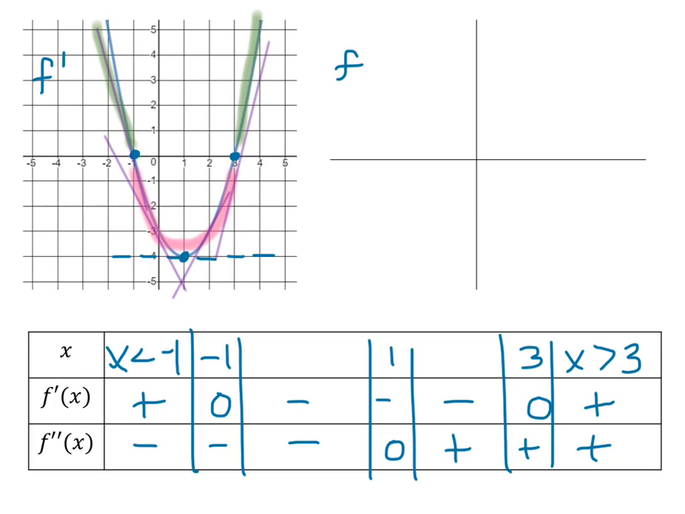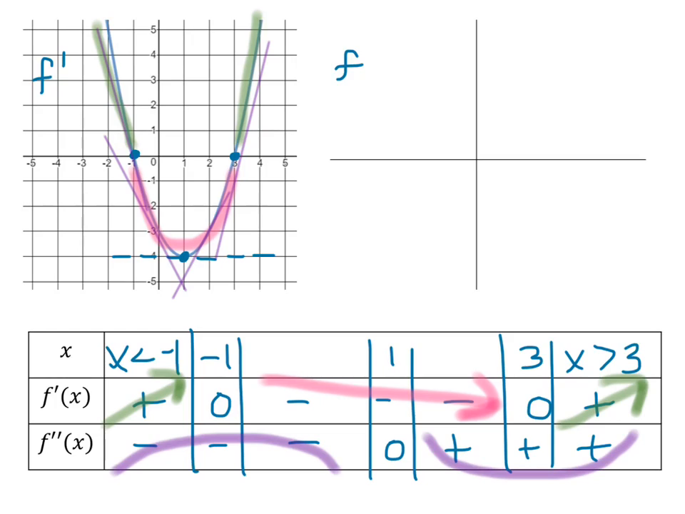Now let's organize again what this means. When f prime is positive, that means our function f will be increasing. When f prime is negative, our function f will be decreasing. And f double prime gives us information about whether the function f is concave up or concave down. When f double prime is negative, the function f will be concave down. I like to mark that with a concave down shape to remind me. And when f double prime is positive, the function f is concave up.